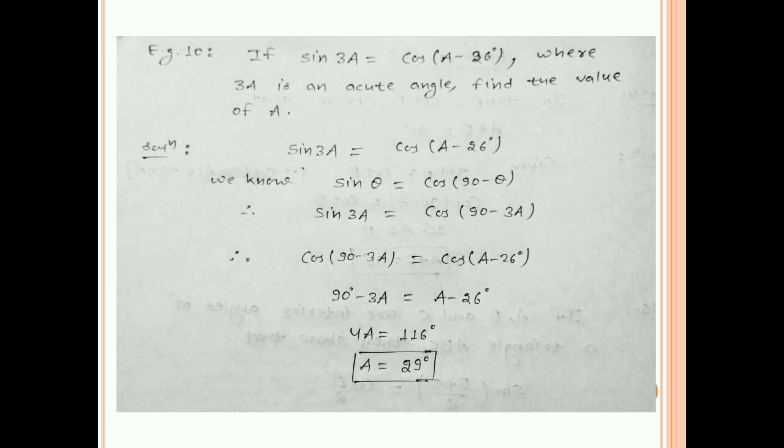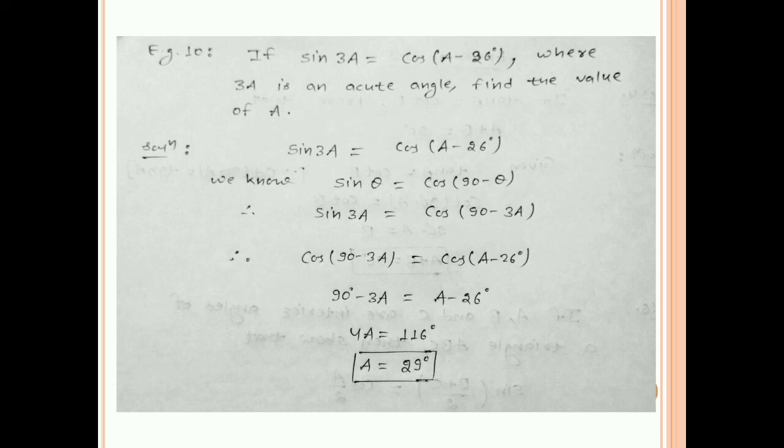Let's see the next example. If sine 3A is cos(A − 26 degree), where 3A is an acute angle, find the value of angle A. As we know, sine θ is cos(90 − θ). In the previous formulas, we see cos(90 − A) is sine A. So cos(90 − θ) will be sine θ. So we can write sine 3A as cos(90 − 3A).